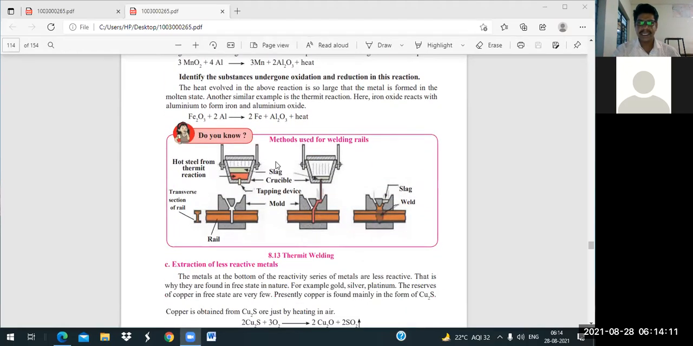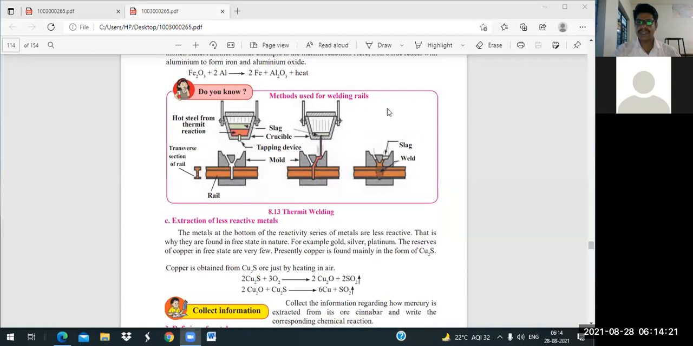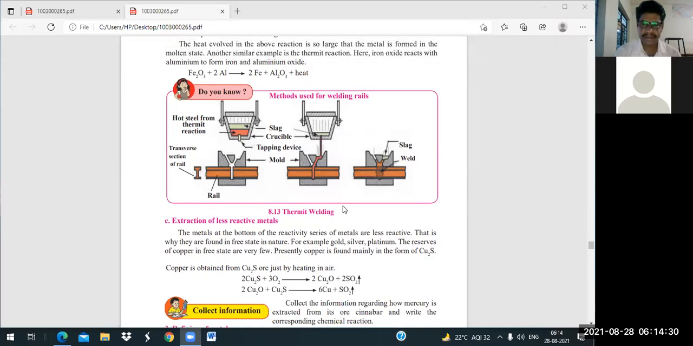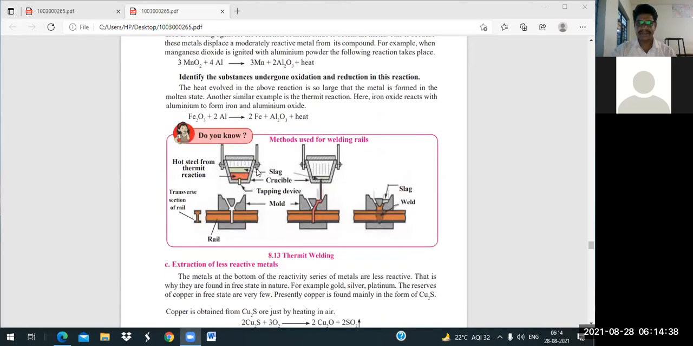You can see here Fe2O3 plus 2Al: ferric oxide reacts with aluminum. It gives us iron and aluminum oxide plus heat. Now, this is the method used for welding rails. Have you seen a welding machine, where people join two metals? Suppose iron metal, most of the time we join it by this welding method. So what is the first process? You will see hot steel from the thermite reaction here.